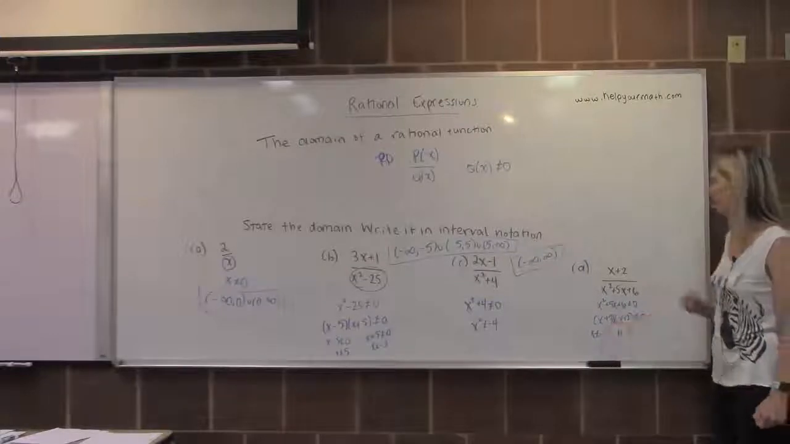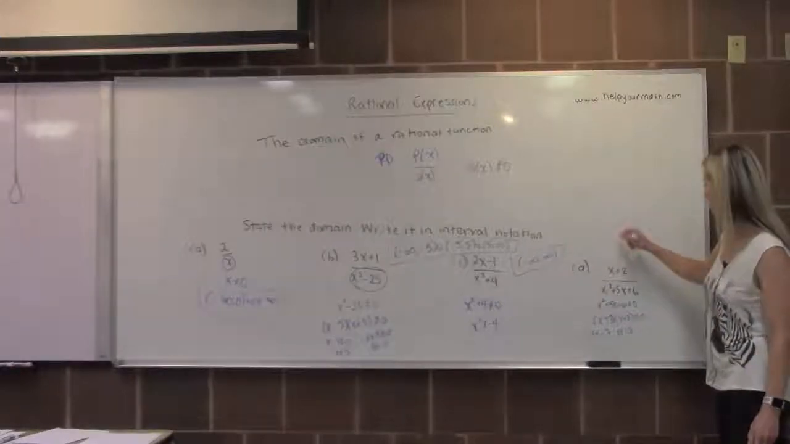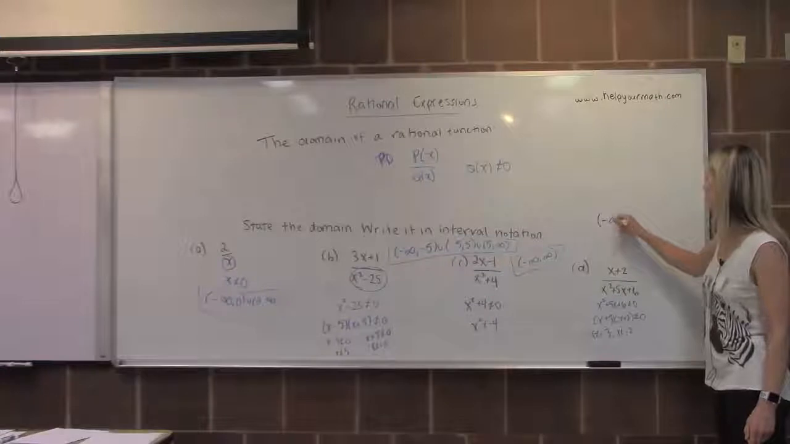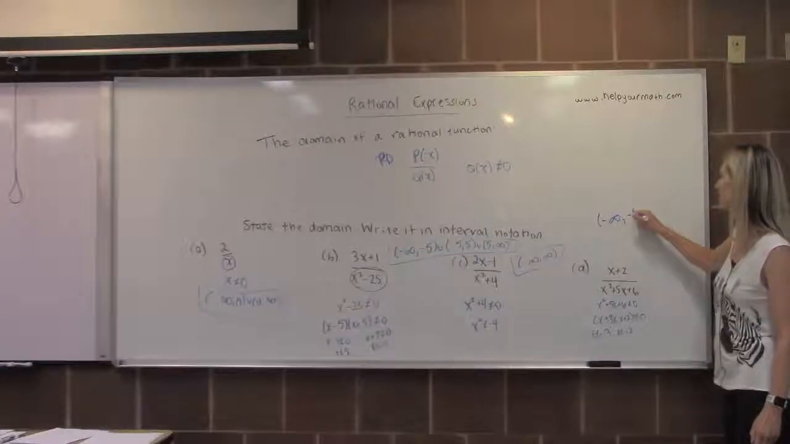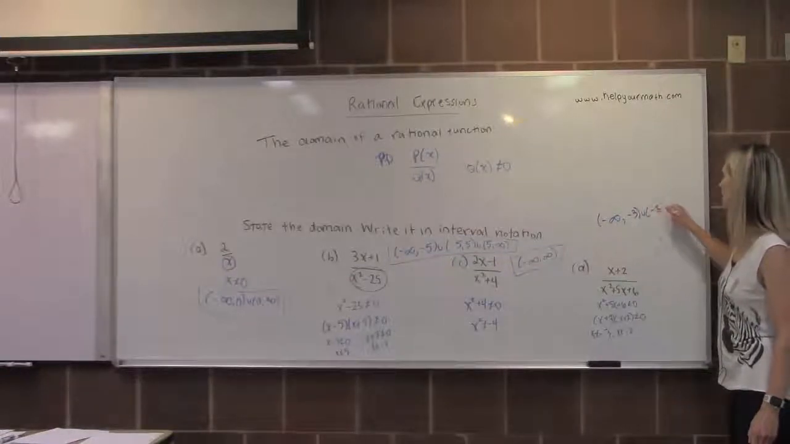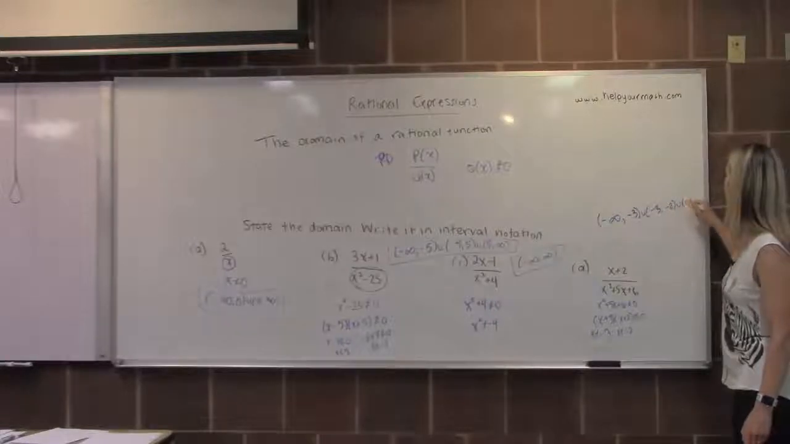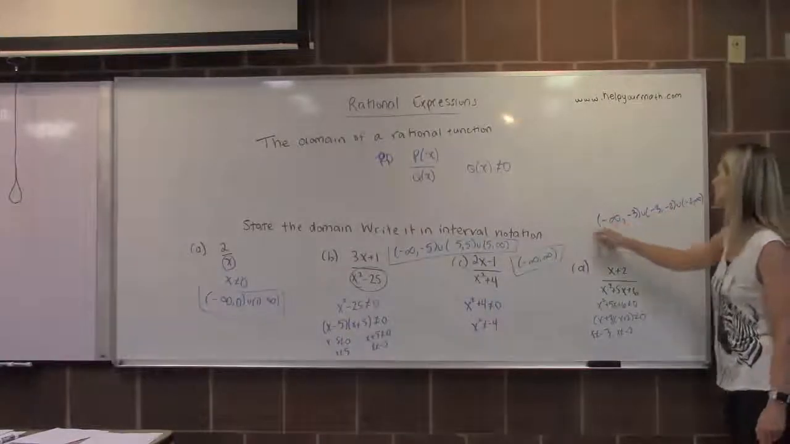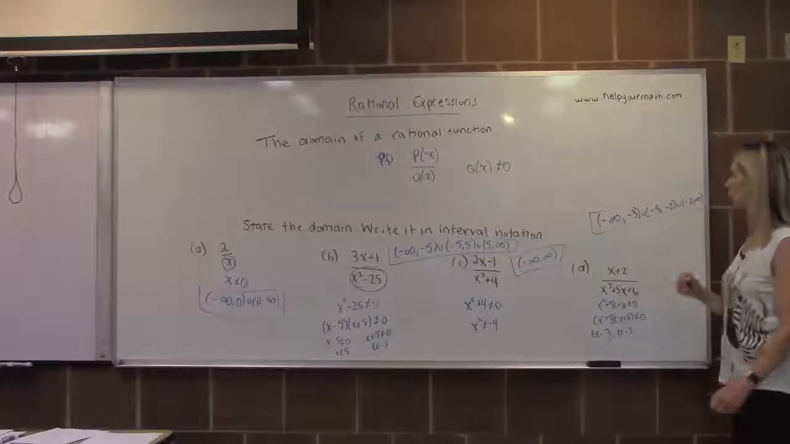So how do we pluck out negative 2 and negative 3 from the real numbers? We would say it can be anything from negative infinity to negative 3, from negative 3 to negative 2, and from negative 2 to infinity. And that would be the domain for letter D.